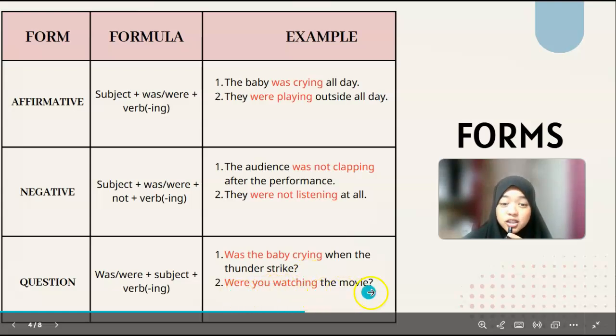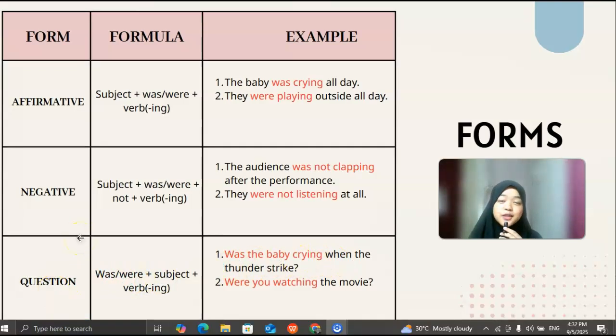Were you watching the movie? Were you watching the movie? So you have the verb to be "were" plus "you". Remember, "you" is a special case, hence why we have to use "were" as the verb to be. And then we have the action verb plus -ing, watching the movie. Were you watching the movie? Okay, so that is the question form of past continuous tense. Okay? Do you guys understand?